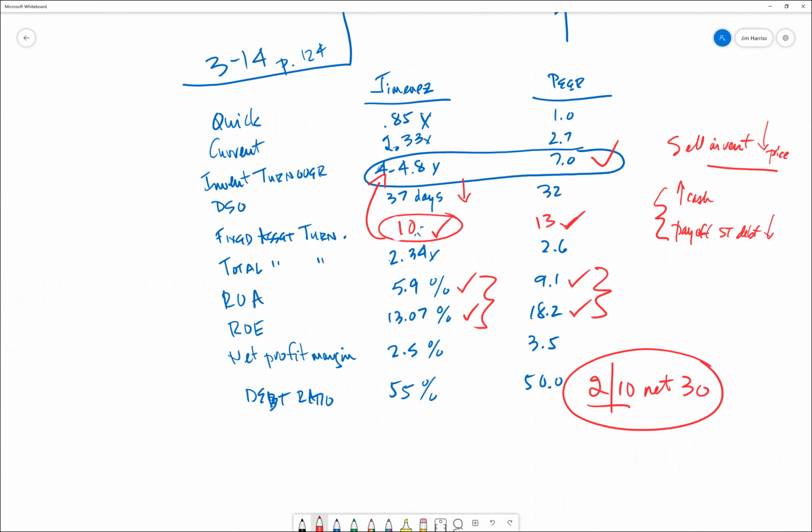So what happens? Your inventory turnover is going to go up. And by utilizing this 2/10 net 30, your DSO, your days sales outstanding, is going to go back down to equal or below your peer group, which is good. And by paying off this debt, your profitability is going to go up, and so is your net profit margin, and your debt ratio goes down. So the only problem you really have is that you got way too much inventory sitting on hand that you don't need. Okay?